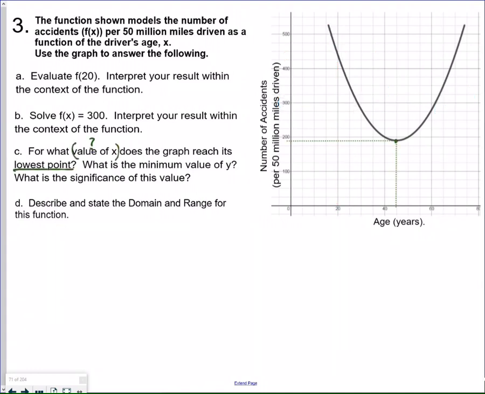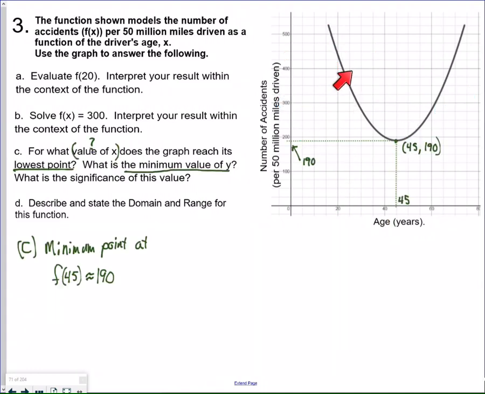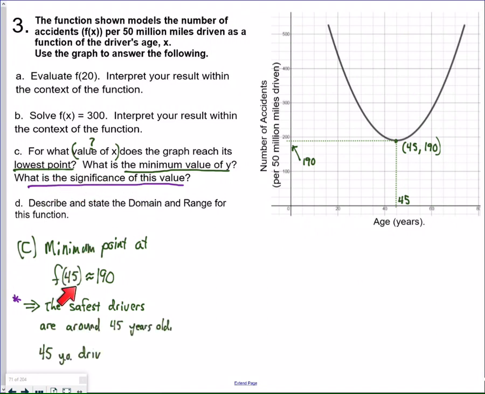Same thing here. I demonstrate on the graph where I found my values, and then I write in my math notation what I just found. I found the minimum point at f of 45 approximately equal to 190. And then I have to interpret its significance. I don't just say 45-year-old drivers have an accident rate of 190. That's just restating what I already proved I know. So I rephrase this in a way that's significant about the minimum.